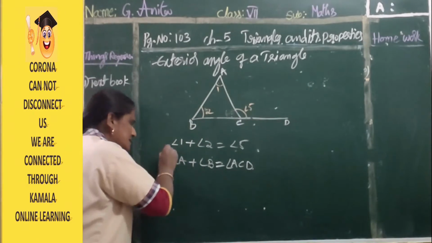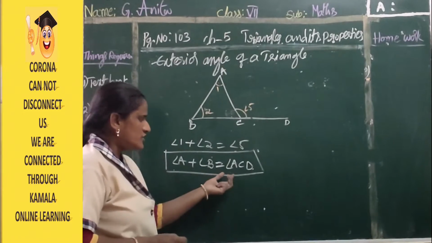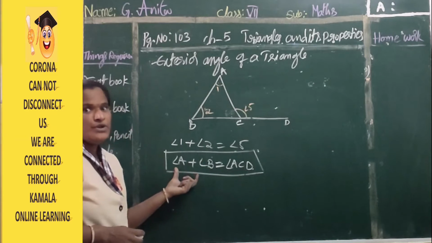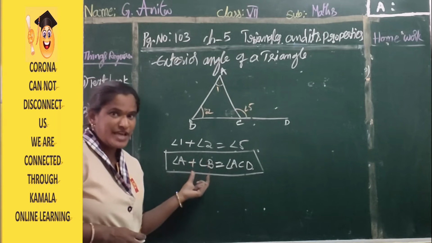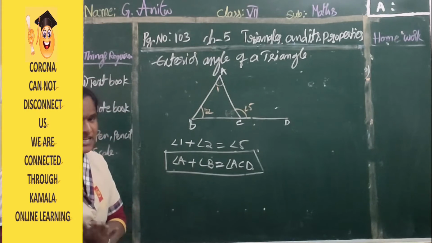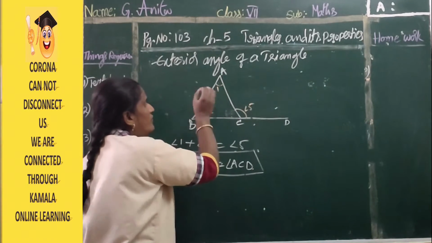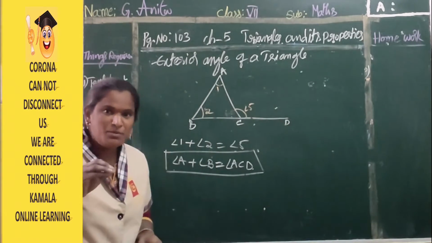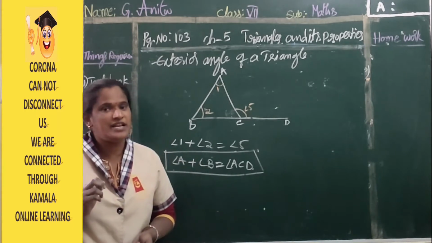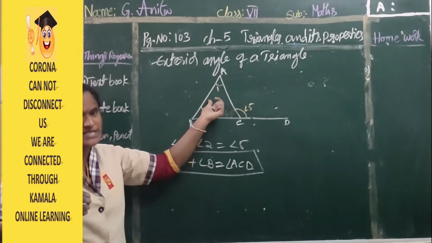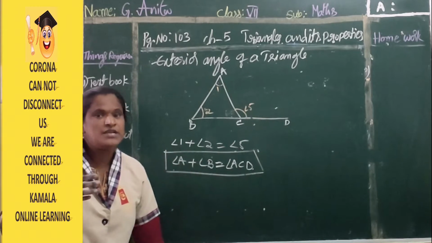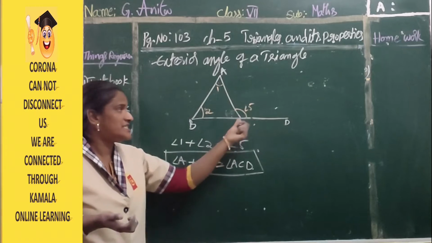So what you understood about this definition? The exterior angle is equal to the sum of the interior angles on the opposite sides. Yes, clear children everyone. So first we got an idea about what is meant by interior and exterior. Interior means inside of a triangle. Inside angles of a triangle are known as interior angles. Exterior means outside angles of a triangle are known as exterior angles.